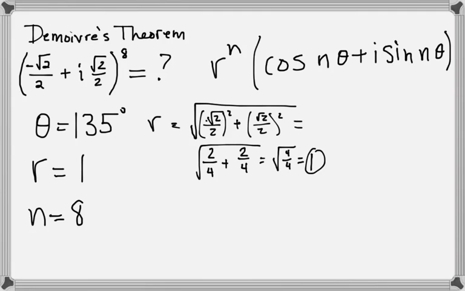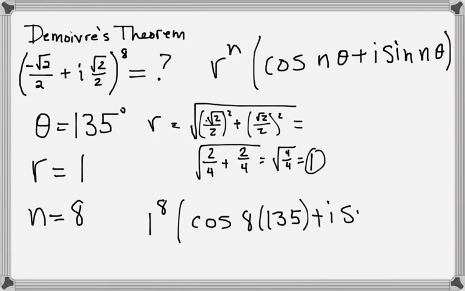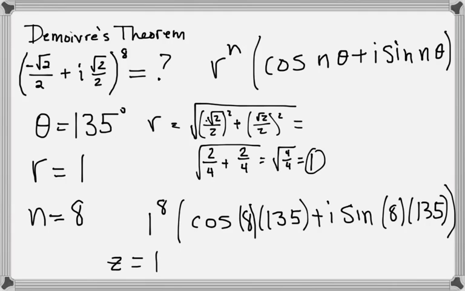Questions about what we're going to do? I want you to plug them in and see if you can come out with the power. Here we go. Check your work. There's two versions of the answer. So this is the actual process. Work those out. z equals 1 times cosine of 1080 plus i sine of 1080.